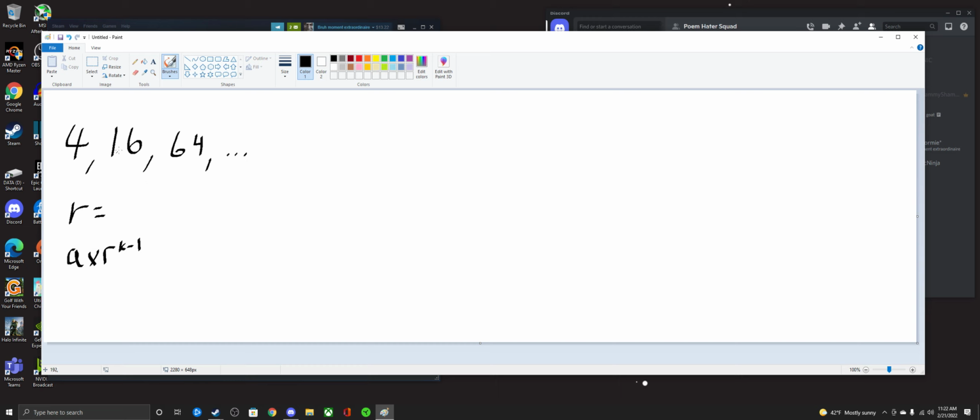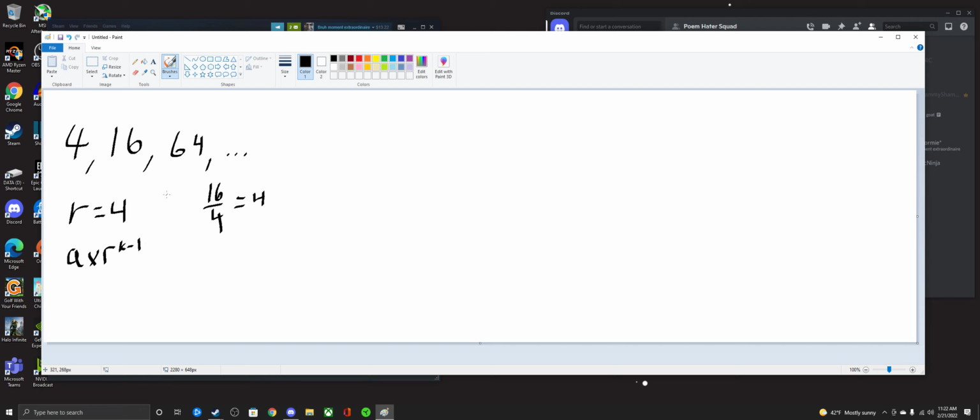To do that you just need the second term divided by the first term. So we have 16 over 4, which is equal to 4. So our common ratio here is 4. Now we want to plug it into the general term equation, which is a times r to the power of k minus 1, where k is the term you're actually looking for, r is your ratio, and a is the first term of the sequence.